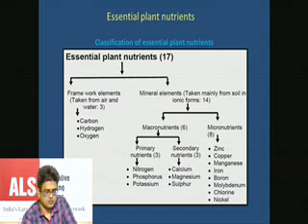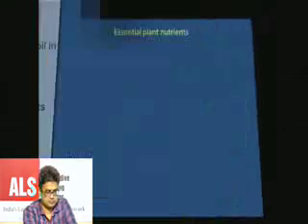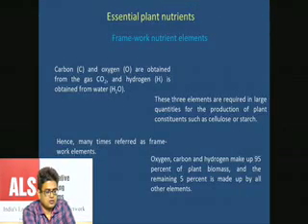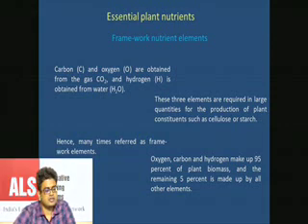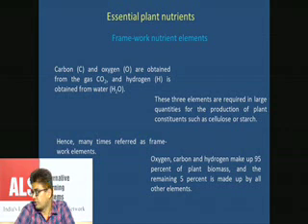Alright. Okay, so just read this. Carbon, hydrogen and oxygen. Carbon and oxygen are basically obtained from CO2, and hydrogen is obtained from water, and basically CHO make 95% mass of the plant. All the remaining 5% is made by the mineral elements, right?